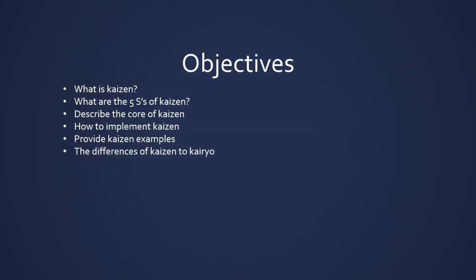The objectives of this video will be to first define what is Kaizen, and then we're going to talk about what are the 5 S's of Kaizen, describe the core of Kaizen, how to implement Kaizen, provide Kaizen examples, and then the differences between Kaizen and Kairyo. Let's begin.